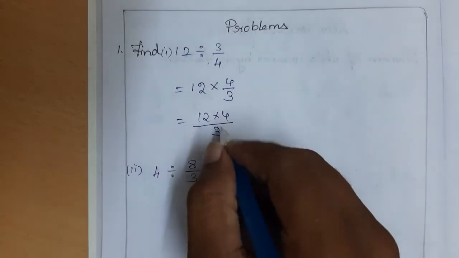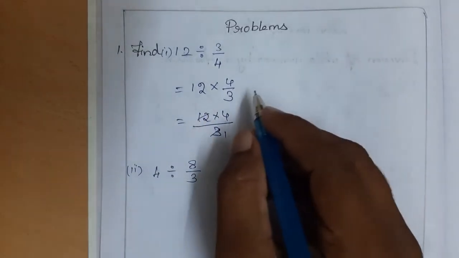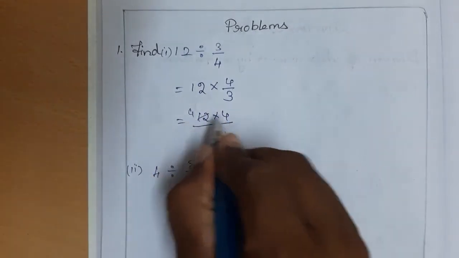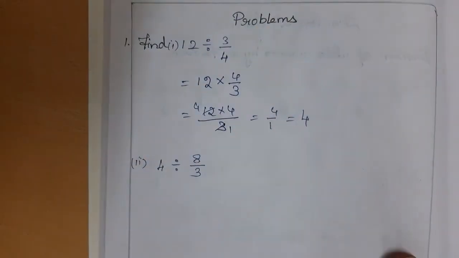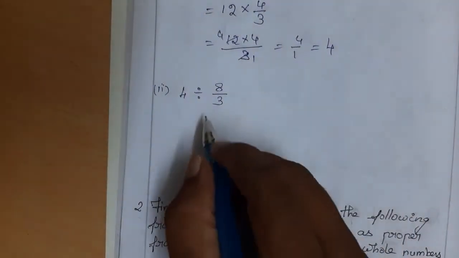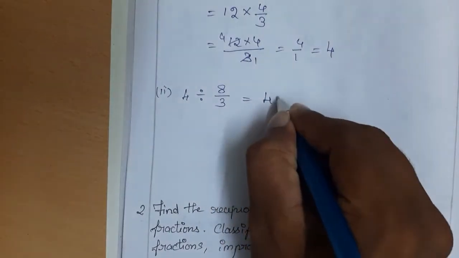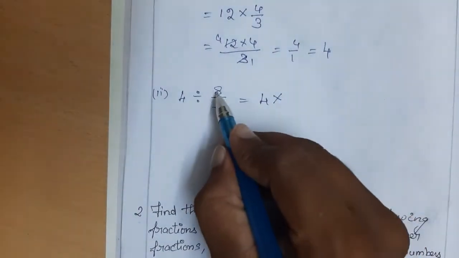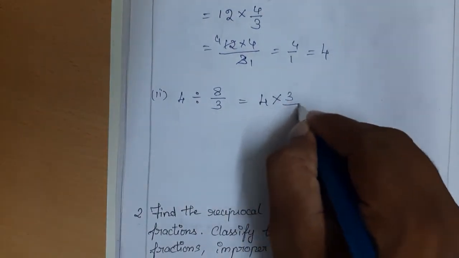3 and 12 can have common factors. How many times? 3 is 1 time and 12 is 4 times. So 4 ones are 4, divided by 1, which is equal to 4. And 4 divided by 8/3, right? So the same, the division can be changed to multiplication, followed by the fraction changing to its reciprocal. It is 3/8.